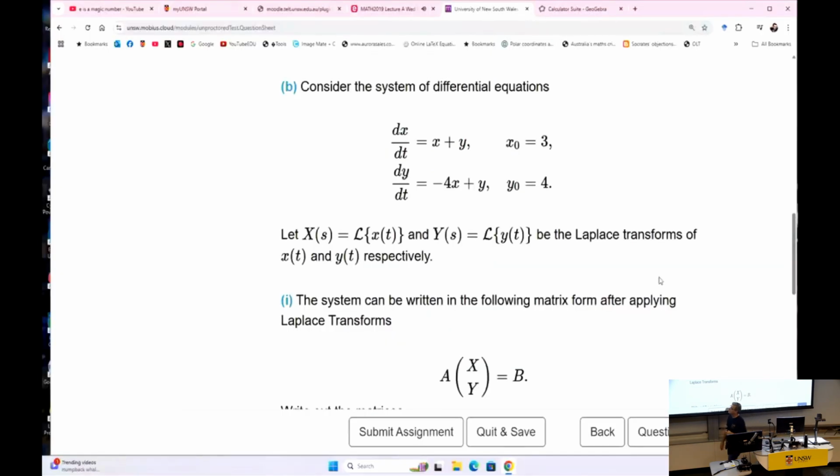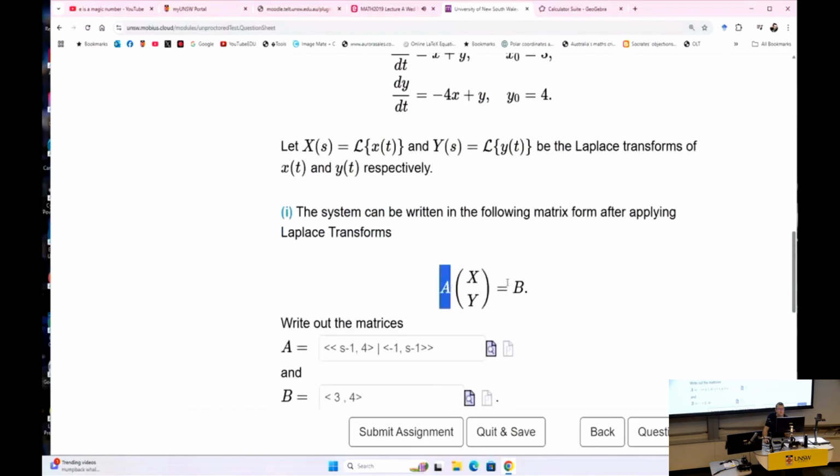Okay, so let's look at the Laplace transform problem. I'll put this up for everyone at home. We've got a linear system, and you've got some initial conditions. That tells you the value of the unknown functions x and y at one point, t equals 0 in this case. The system can be written in matrix form, where A and B are a matrix and a vector.